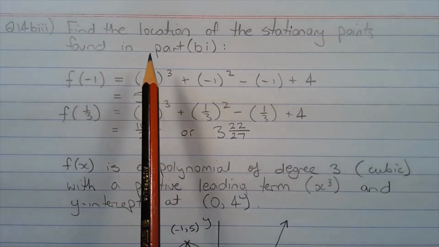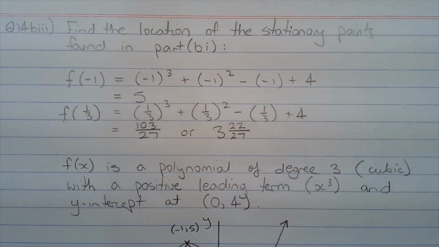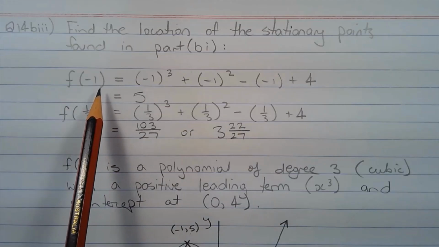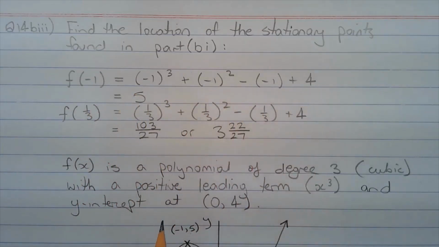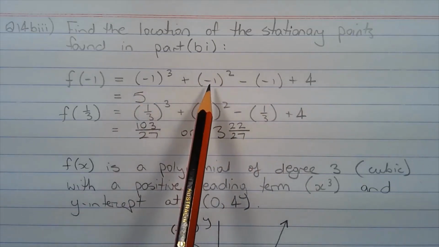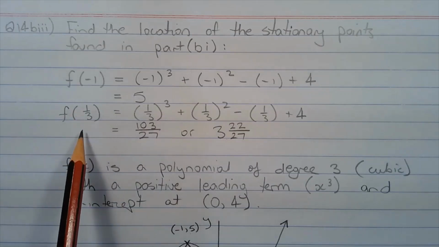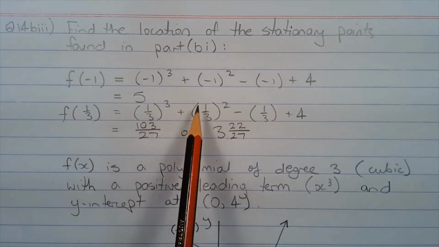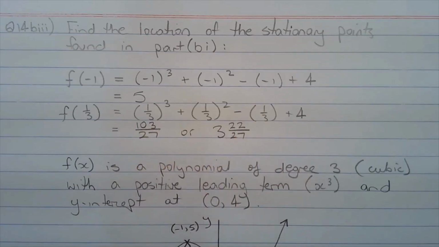The first step is to find the location of the stationary points found in part 1. And we can use the function we found in part 2 to find the y-coordinate of the stationary points found in part 1. So f of negative 1 is equal to negative 1 cubed plus negative 1 squared minus negative 1 plus 4, taking care to enclose these values in brackets, and that equals 5. And f of 1 over 3 is equal to 1 over 3 cubed plus 1 over 3 squared minus 1 over 3 plus 4, and that equals 103 over 27, or 3 22 over 27.